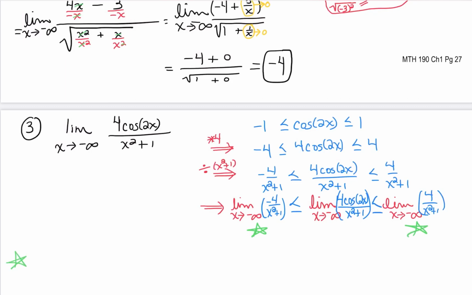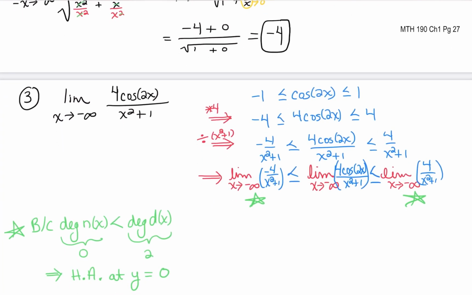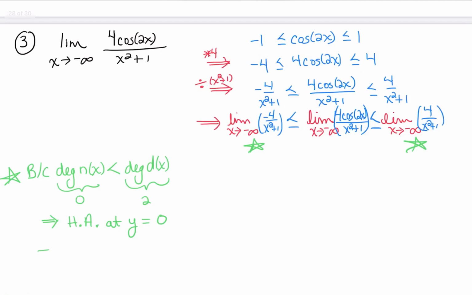Okay, so off to the side, here's what I want you to note about both of those. In both of those situations, the degree of the numerator is a constant, and so that's 0. And that is less than the degree of the denominators, which have x squared as the highest power. And when the degree of your numerator is less than the degree of your denominator, that means there is a horizontal asymptote at y equals 0. And that means that is our limit as x goes to negative infinity.